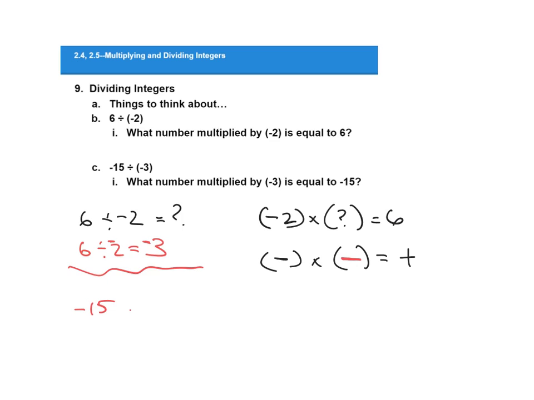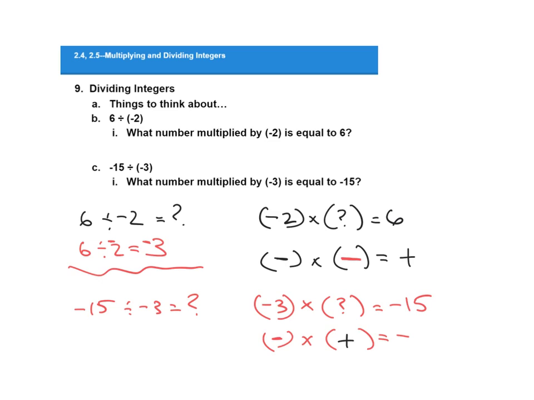What about negative 15 divided by negative 3? Well, think, negative 3 multiplied by something has got to be a negative 15. So this is a negative multiplied by something to be a negative. And that's going to have to be a positive. A negative times a positive, or a positive times a negative, will equal a negative. So negative 15 divided by negative 3 should be a positive 5.